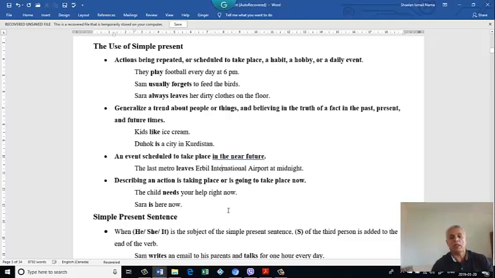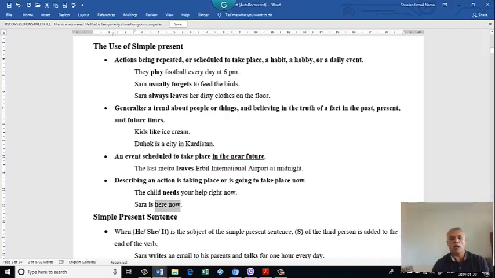Or sometimes we describe an action that is taking place or is going to take place now. For example, the child, that's my subject, needs, is my main verb, then I have to add s to it because the subject is he. Your help right now, that's going to be the complement or object. Sarah, subject, is the main verb or auxiliary verb. Here, now, that's going to work as an object for the sentence.